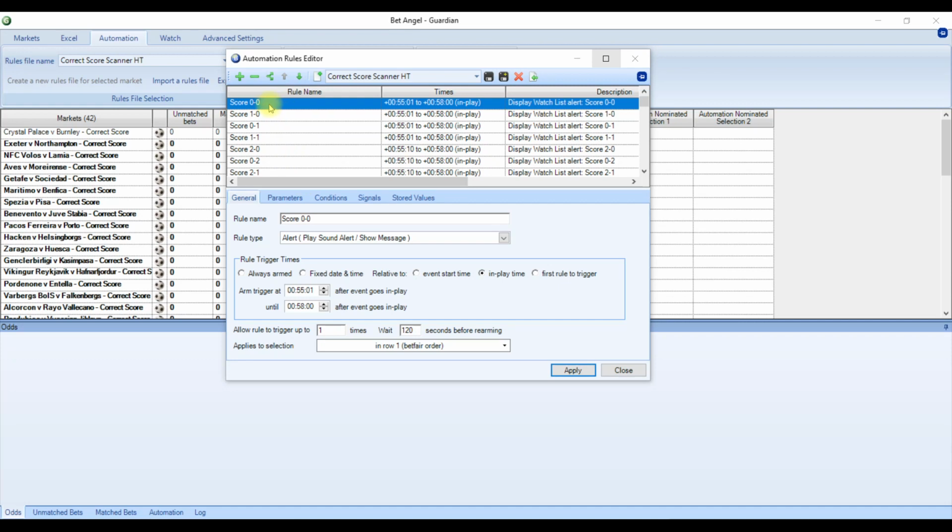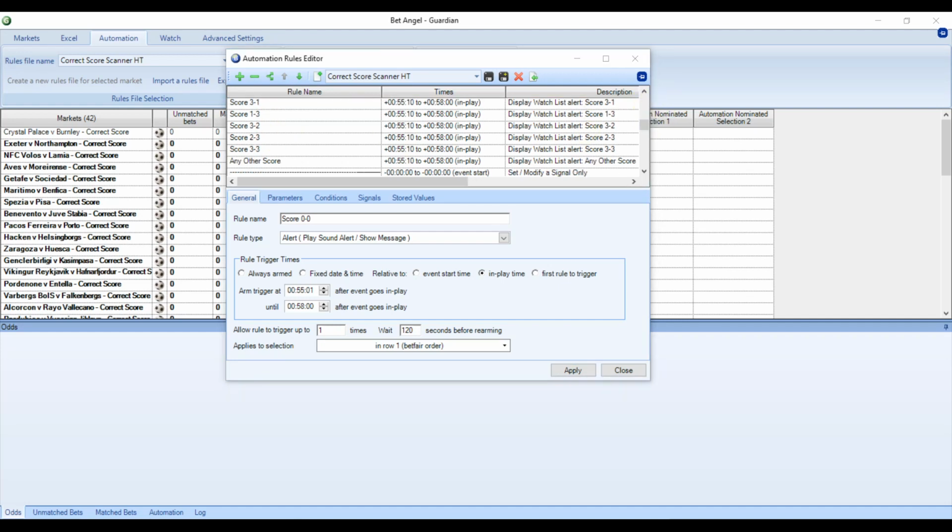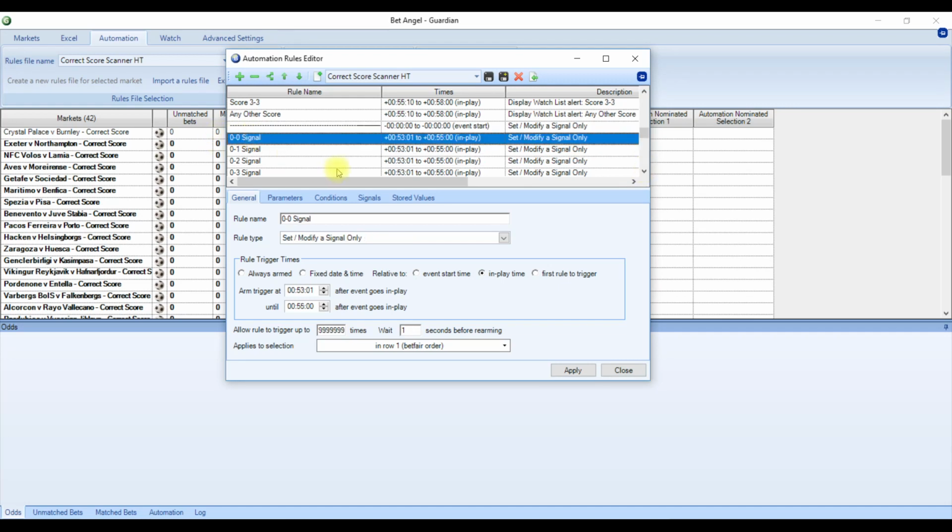Initially we can see the correct scores, so we've got 0-0, 1-0, 0-1, 1-1, all the way down to any other score. Obviously the only barrier to this, because we're checking the correct score market, is the 3-3 scoreline, because anything after that becomes any other score. But below this there is a series of signals that fires on each individual scoreline.